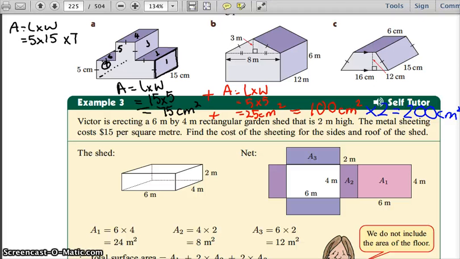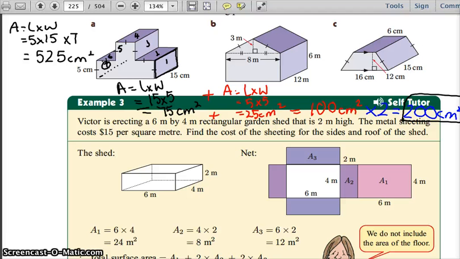Trent, 5 times 15 times 7, please. You've done that? Yep, what's that, please? 525. 525 centimetres squared is all of those faces. We've got 200 centimetres squared for this face and the back face, and we've got 525 centimetres squared there. 925. What's the last thing we have to do there, Harry?